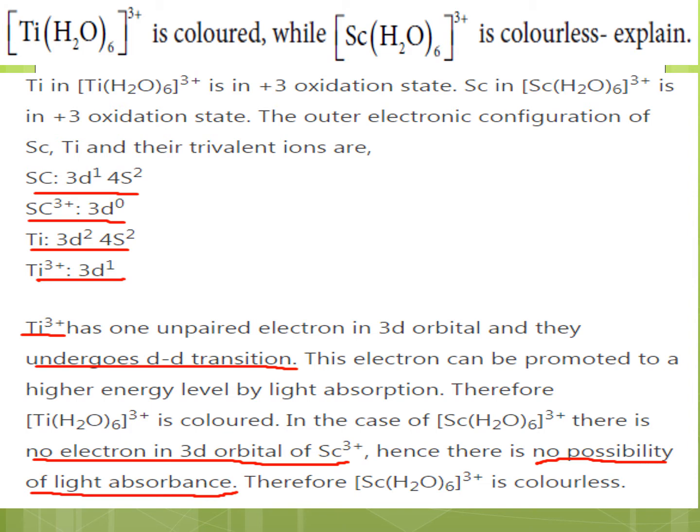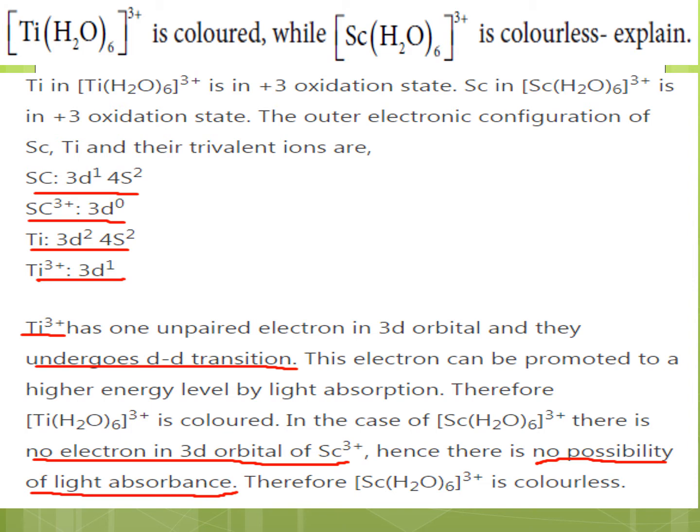The actual outermost electronic configuration of the scandium atom is 3d1 4s2. After losing 3 electrons, it takes up the 3+ oxidation state, which is 3d0 4s0. Titanium, the element, has the outermost electronic configuration 3d2 4s2. After losing 3 electrons, it gets the configuration 3d1.